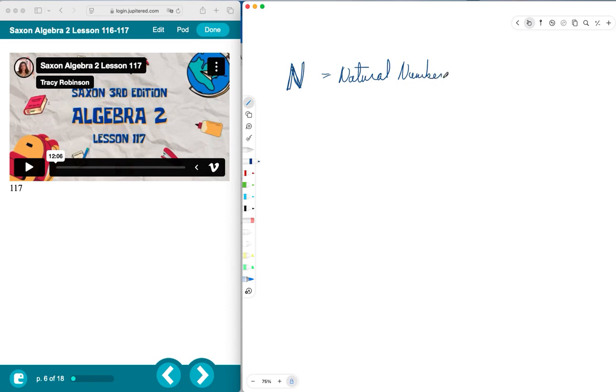Natural numbers are the ones we use to count with. 1, 2, 3, 4, 5, 6, 7, 8, 9. So 1, 2, 3... On and on and on forever, right?